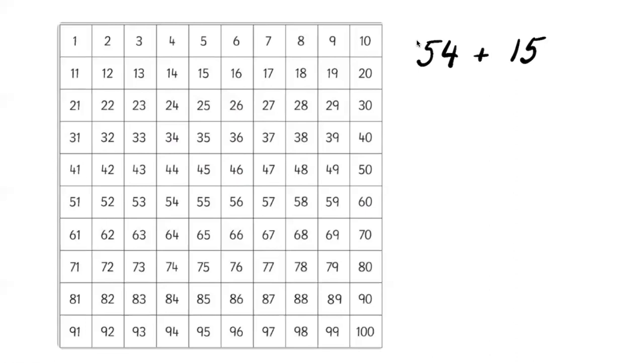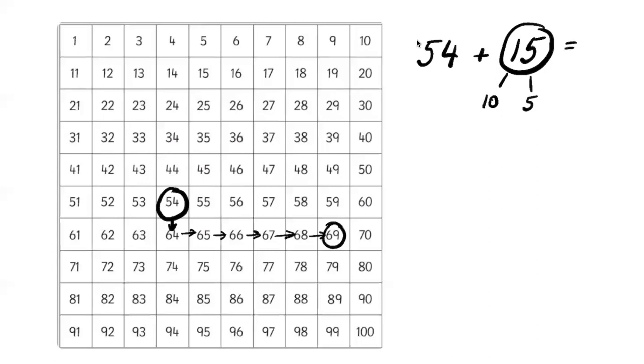Okay, so hopefully on 15, you knew there was a 10 and there were 5 units. You found 54 on the grid. You went down by a 10. And now you know you've got to go across 5 units. 1, 2, 3, 4, and 5. And we end up here. And so the answer to 54 add 15 is 69.